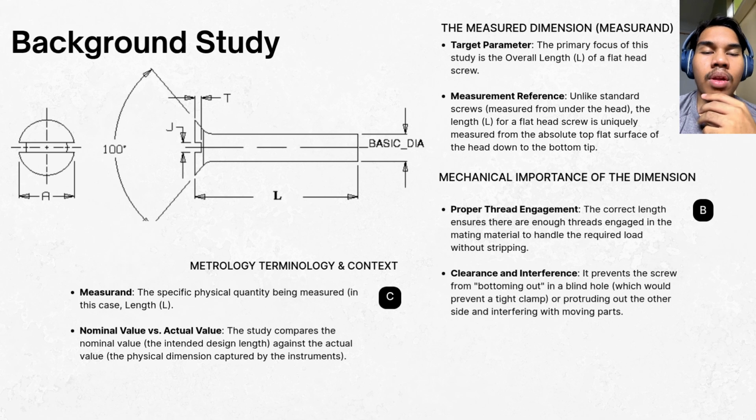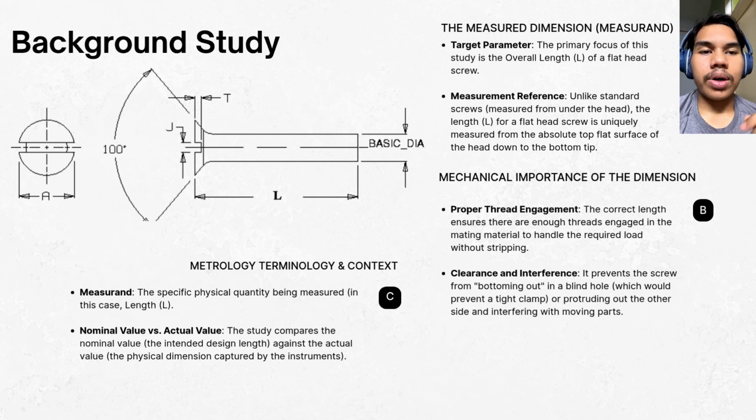So for the second part, we want to check the proper thread engagement. Basically, you want to make sure that it has the correct length. The correct length is ensured to be enough when the threads engage in mating material. Whenever we screw it into certain material, the thread will be enough. Over or under, less or more, can be an issue, so we want to find the balance between it.